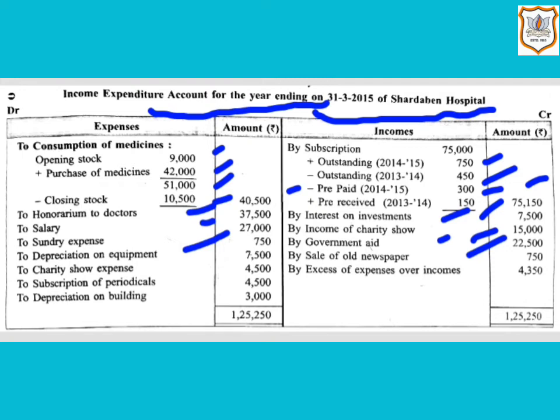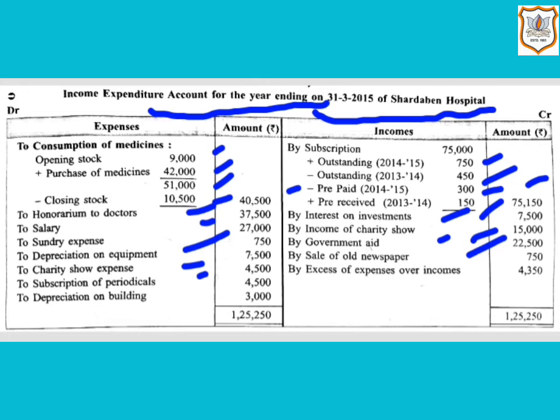Then charity show expense is given. It is also of revenue nature, so we will record it here. Amount is 4,500. Then periodical subscription, we will record it here, 4,500 on the expense side. Then fixed deposit with bank is given, that is 22,500. Fixed deposit is an investment, so it is an asset. We will not disclose it here. Then cash on hand is given. It is given on the credit side. That means it is the closing cash balance. We will not show it here. It will be recorded on the asset side as it is a current asset.